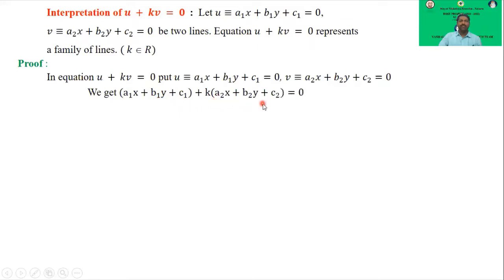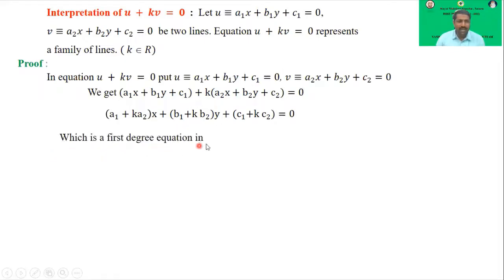We get a1x plus b1y plus c1 plus k times a2x plus b2y plus c2 is equal to 0. Multiplying by k and taking x common, we get the equation (a1 plus k a2) times x plus (b1 plus k times b2) into y plus (c1 plus k times c2) is equal to 0, which is a first degree equation in x and y, hence it represents a straight line. So we have shown here that u plus kv is a straight line.